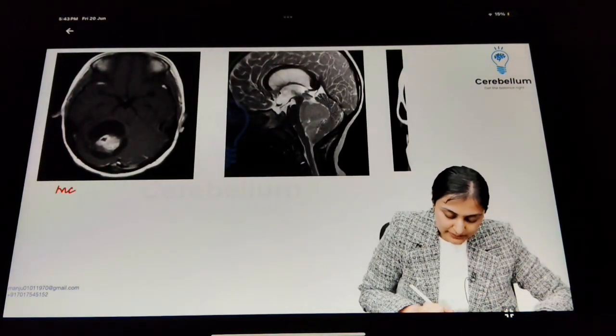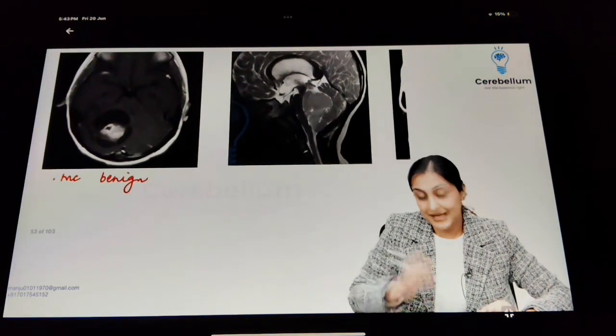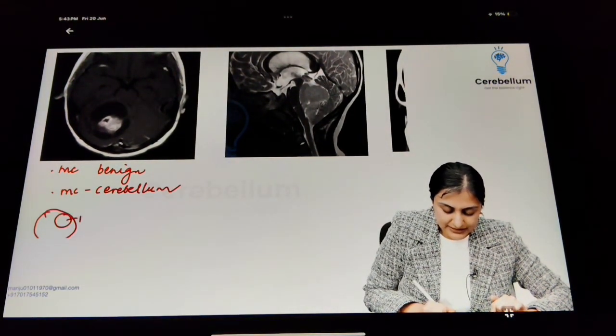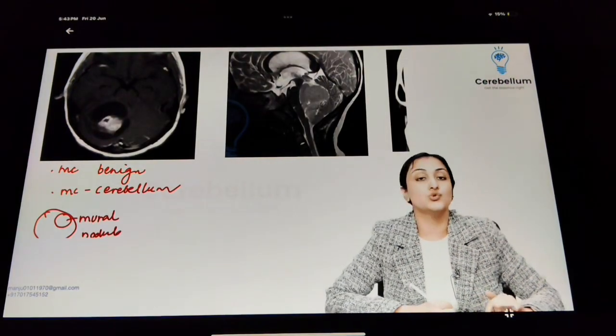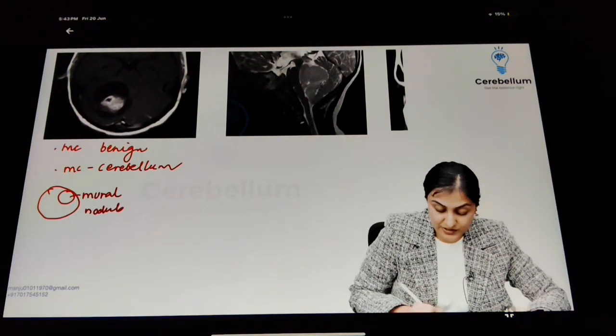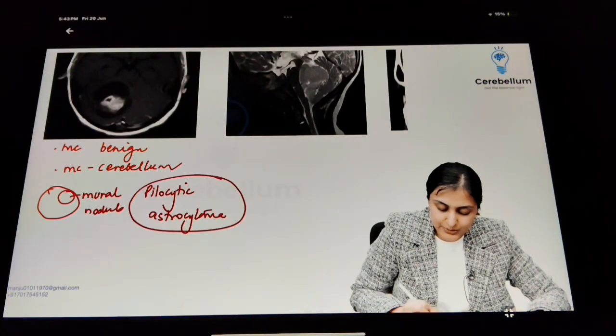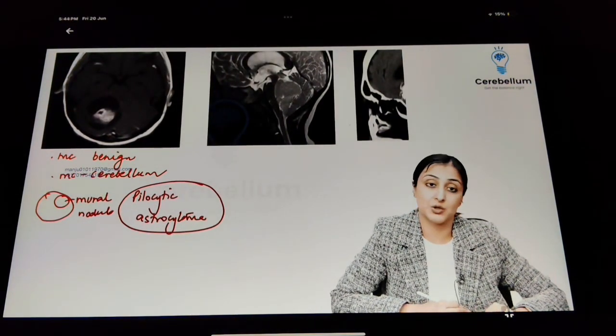So this one here is the most common benign tumor in children. It is located most commonly in the cerebellum, and this pattern here is a cyst with an enhancing neural nodule. So this tumor is a cystic lesion with an enhancing neural nodule. And what is the diagnosis? The diagnosis becomes pilocytic astrocytoma. This is a WHO grade 1 tumor, the most common benign lesion, pilocytic astrocytoma.